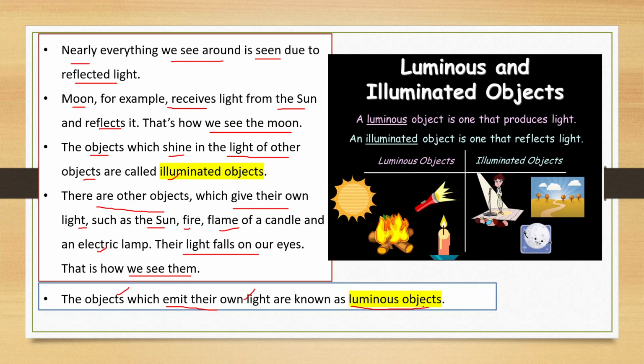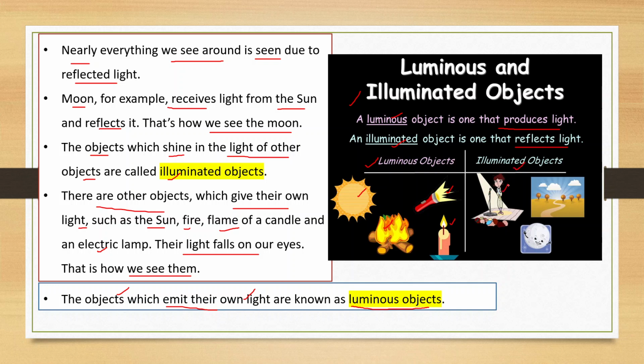Clear? So you must be able to differentiate between luminous objects and illuminated objects. Once again, see this diagram. A luminous object is one that produces light. An illuminated object is one that reflects light. These are the examples of luminous objects: the sun, this is light from a torch, this is fire, this is a burning candle. And these are the examples of illuminated objects.